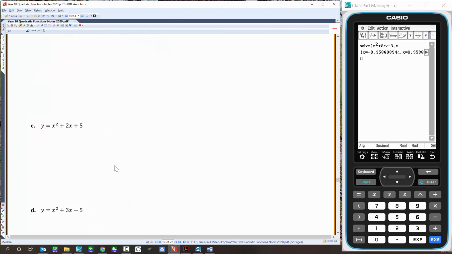A couple more. This one here, y equals x squared plus 2x. Fence that off, halve it, which is 1, and square it. That's 1 squared. Take 1 plus 5. y equals, so we've got the completed square there, which is (x plus 1) all squared, that there, and the base there. Take 1 plus 5 is plus 4.